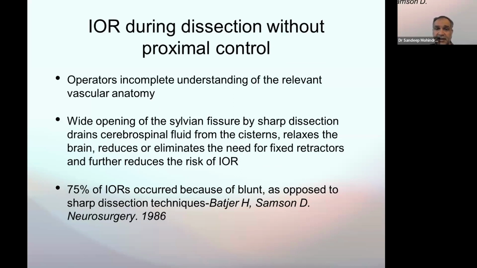The second stage is intraoperative rupture during dissection without proximal control. Operators must completely understand the relevant vascular anatomy. Wide opening of the Sylvian fissure by sharp dissection drains the cisternal CSF, relaxes the brain, reduces or eliminates the need for fixed retractors, and further reduces the risk of IOR. 75% of intraoperative ruptures occurred because of blunt as compared to sharp dissection.